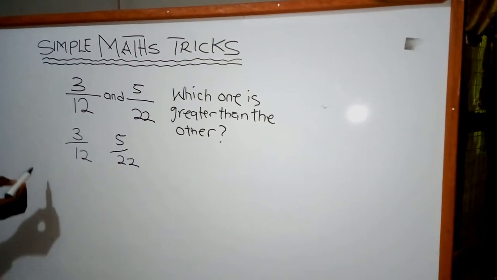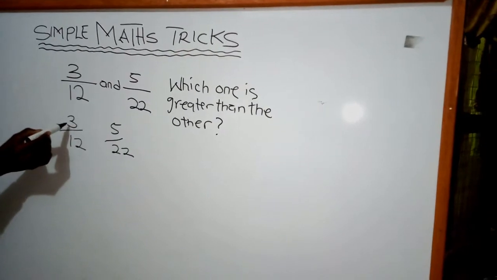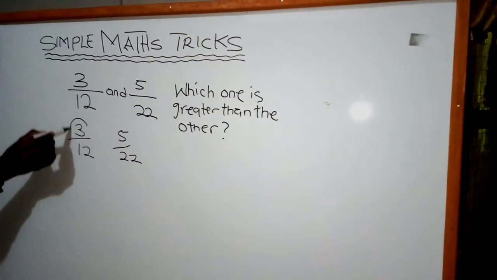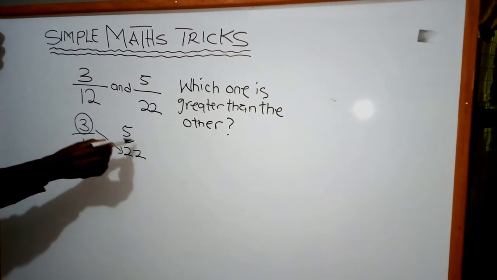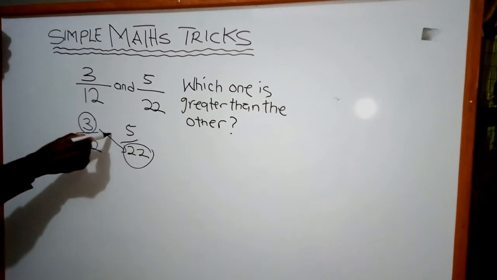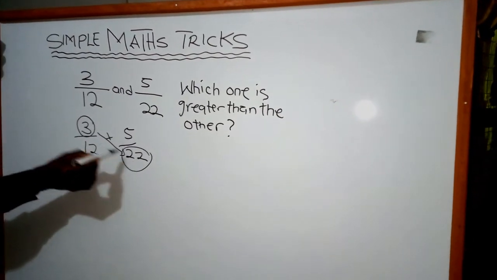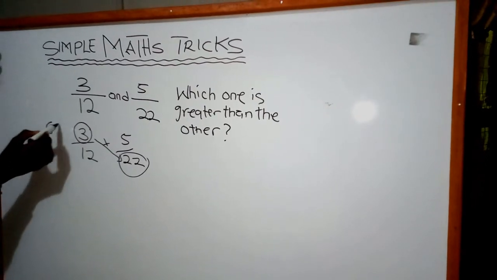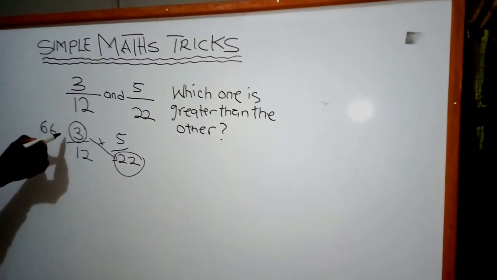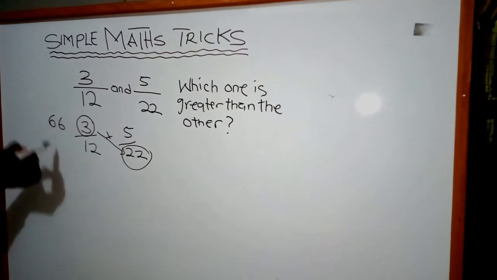22. By this, you pick the numerator of the first fraction, that is the 3, this one, and multiply it by the denominator of the second one, which is what? 22. So here, 3 times 22 will give you 66. So you write the 66 at what? The left hand side, that is around the 3.